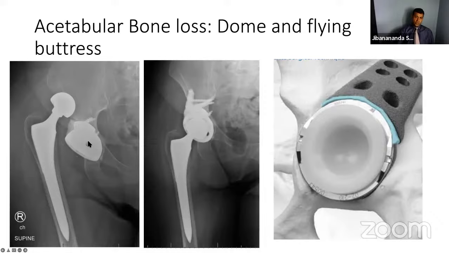The cup was retroverted, and she was dislocating. So we had to change the cup, and then I had to add more augments to have a better supported cup in a better position. And then she did well afterwards without issues.